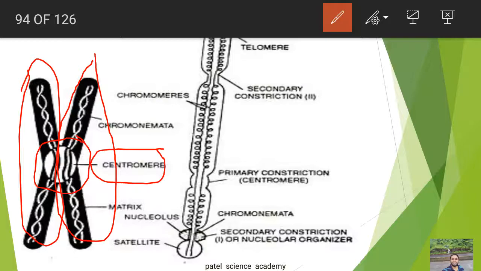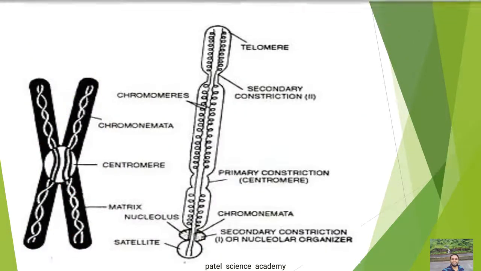So this centromere, or primary constriction, consists of a disc-shaped plate, and that disc-shaped plate is called the kinetochore. Dear students, you can see this structure here. At the kinetochore the spindle fibers get attached during cell division.